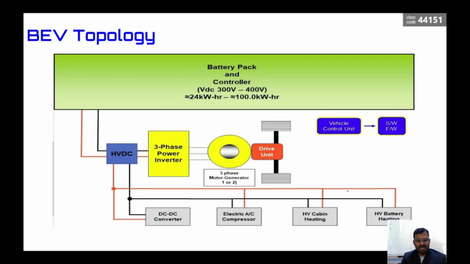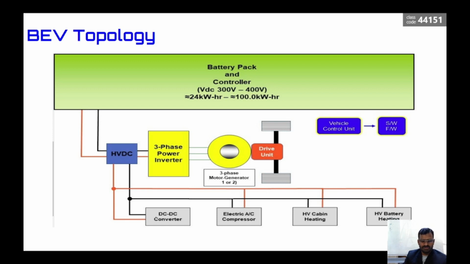The BEV topology you can see here. The battery pack is available here, and it will be a high voltage battery pack. From there, the high voltage DC supply is given to the three-phase power inverter, which converts this high voltage DC into high voltage variable AC. From here, it is given to the drive unit so that the motor runs and the vehicle moves.